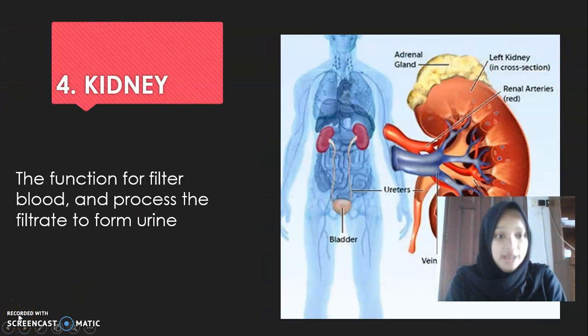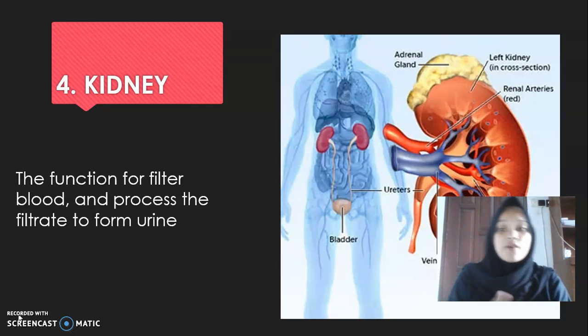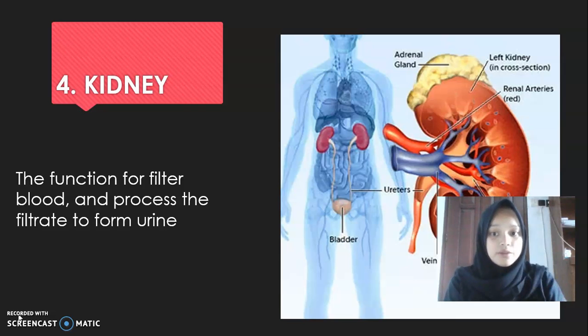And the fourth is the kidneys. The function of the kidney is to filter the blood and process the filtrate to form urine.